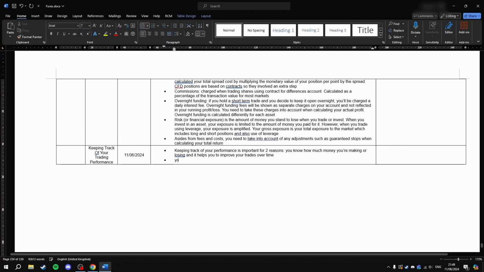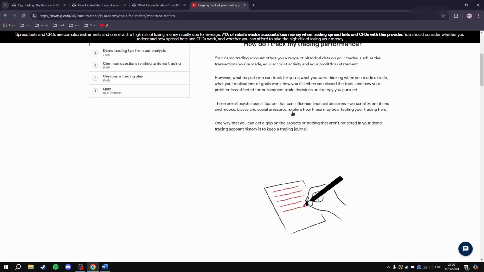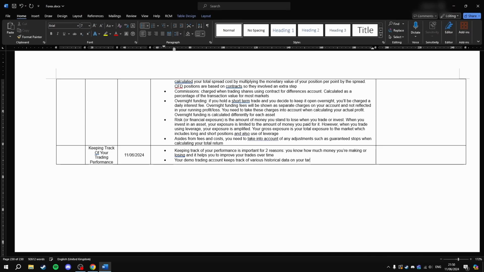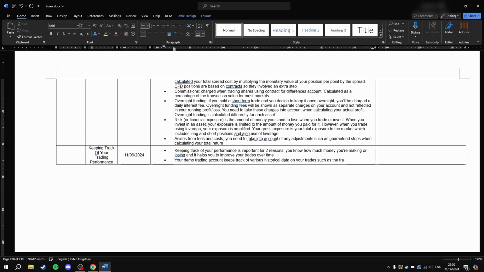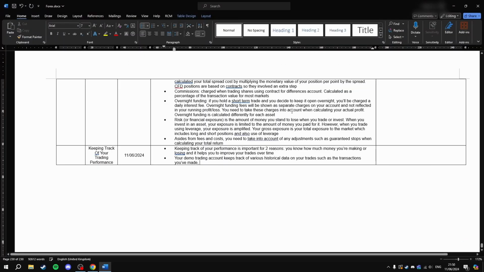So, your demo trading account keeps track of various historical data on your trades, such as the transactions you've made, your account activity and your profit and loss statement.